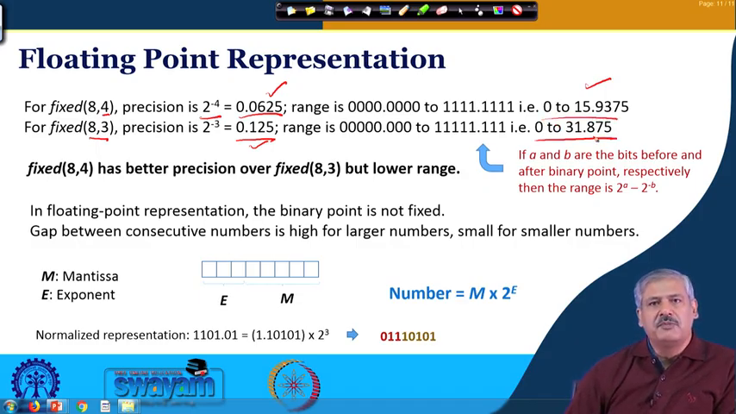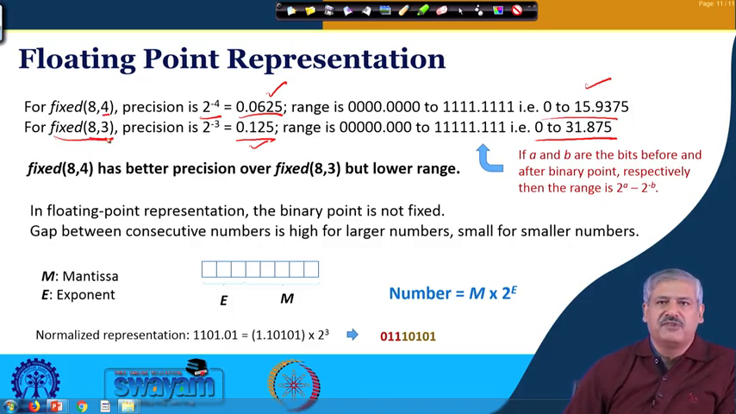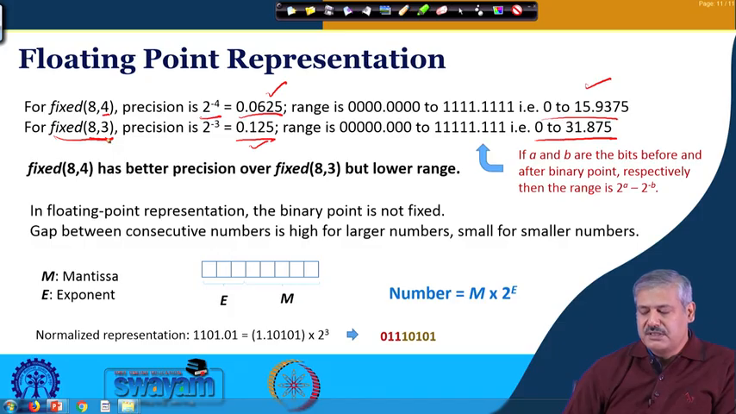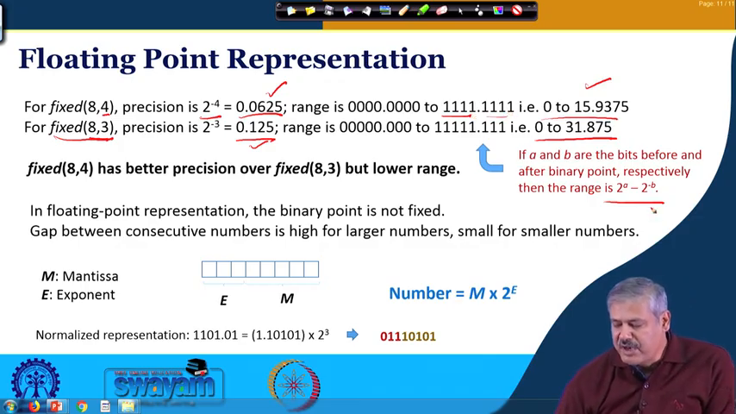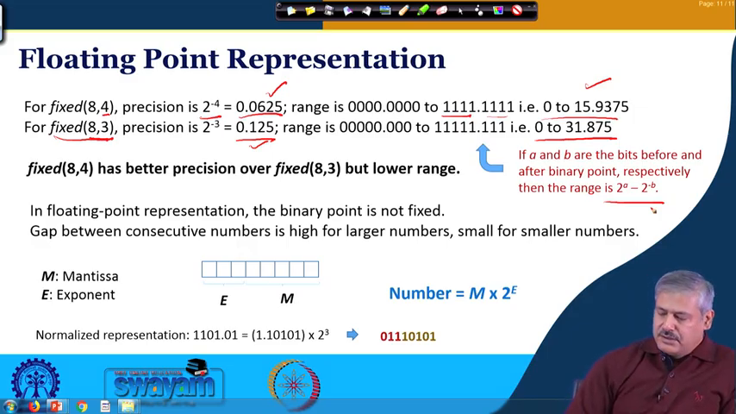And in fixed point representation, once we fix the representation, precision is always fixed. Okay. So, this is what we have noted, and one simple formula to calculate the range is: if the number of bits before the binary point is A and after the binary point is B, then it can be calculated in this manner.